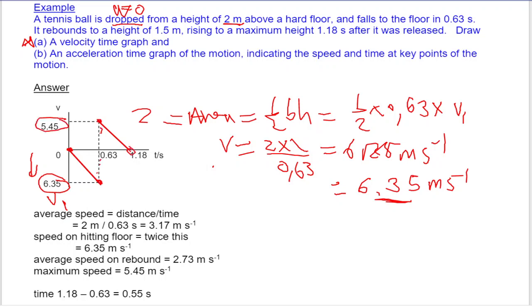So we need to know the difference between these two, that is 1.18 and 0.63. So 1.18 minus 0.63 should give you 0.55 seconds. So again, we know that the area under the graph gives you the distance. So we're going to say again half base times height, which is going to be half of 0.55, which we found as our base there, times the height, which we don't know, which we're going to call V2. So this is our V2.